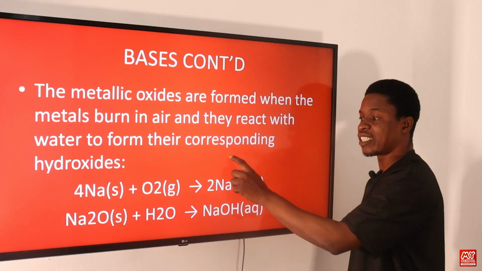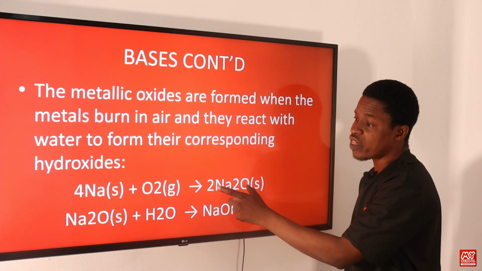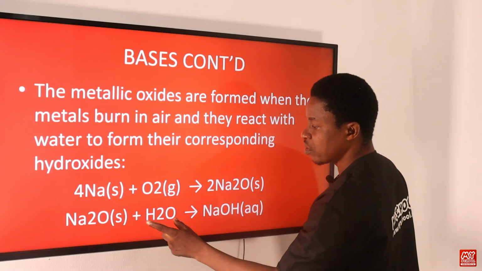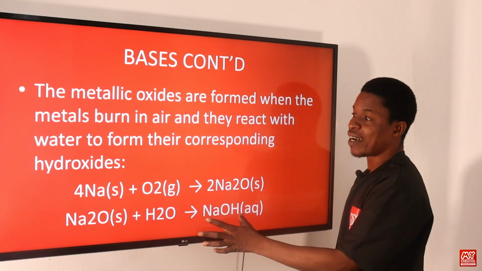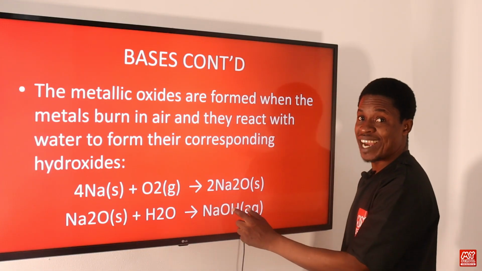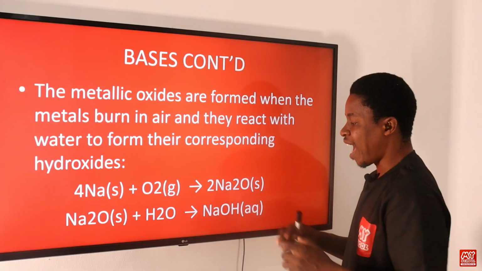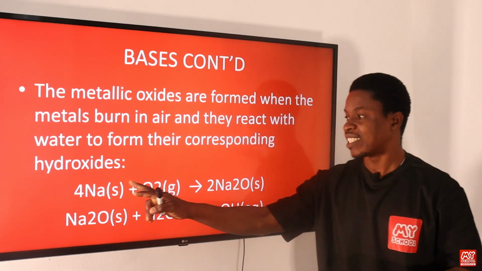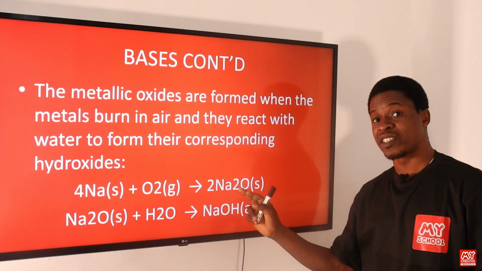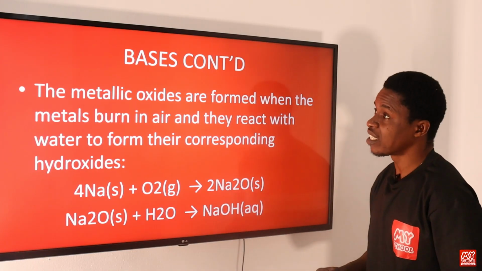This is an oxide of a metal, and this oxide of metal will now further react with water. Na2O will react with water to form sodium hydroxide, which is the hydroxide of this metal. Of course, this is a base, sodium hydroxide. So how do we form that? The metal is burning in air first to form sodium oxide, then sodium oxide reacts with water to form sodium hydroxide. Let's move on to the next slide.